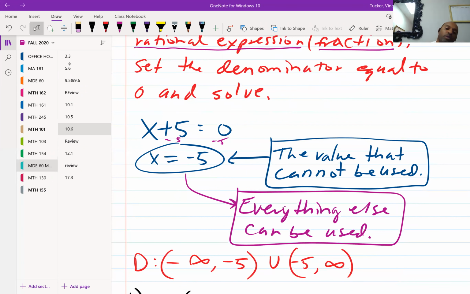So my domain will be -infinity to infinity. That just means that all values can be used. I can plug anything into x and get out a value.